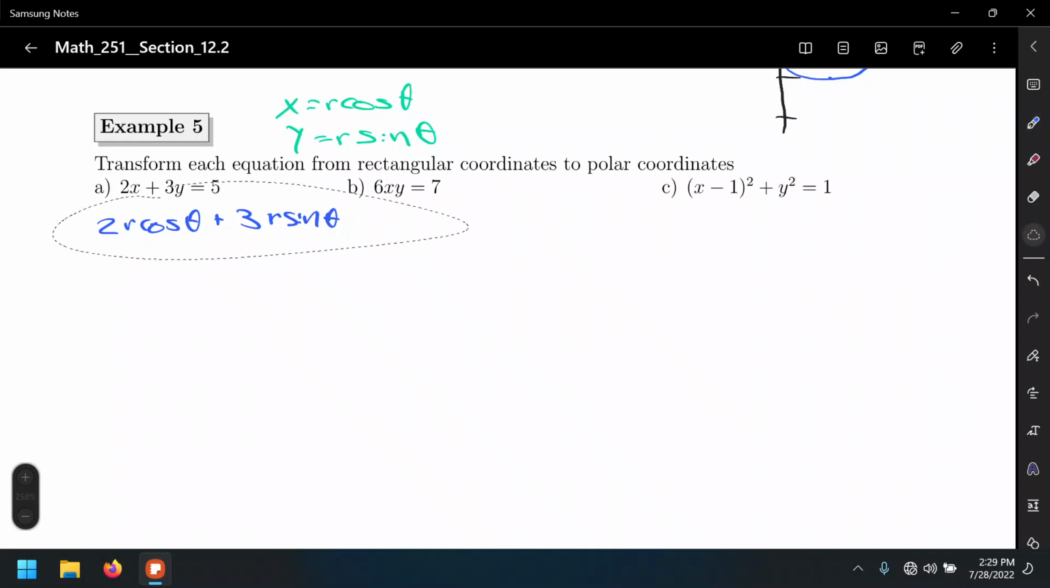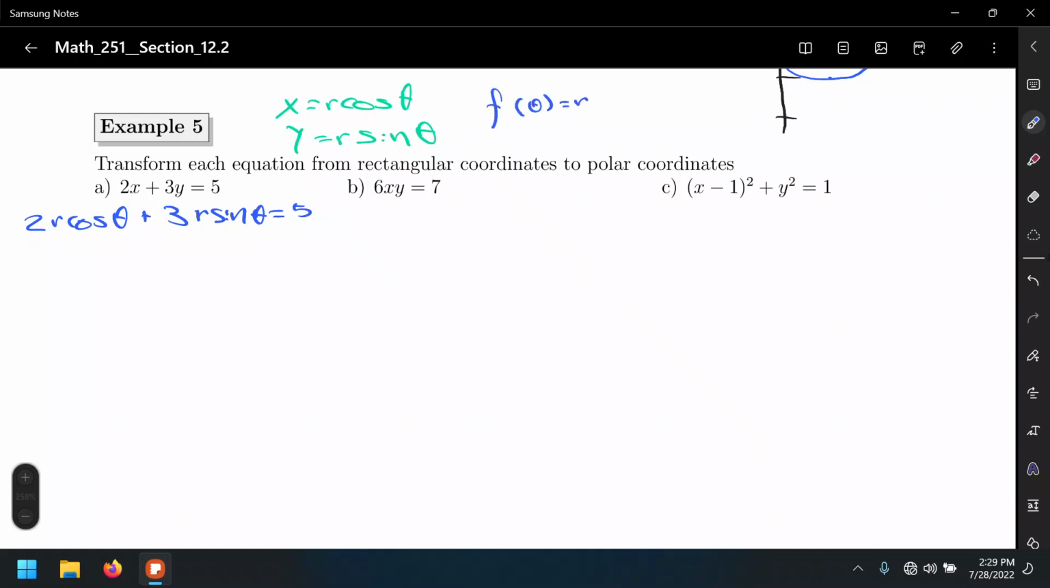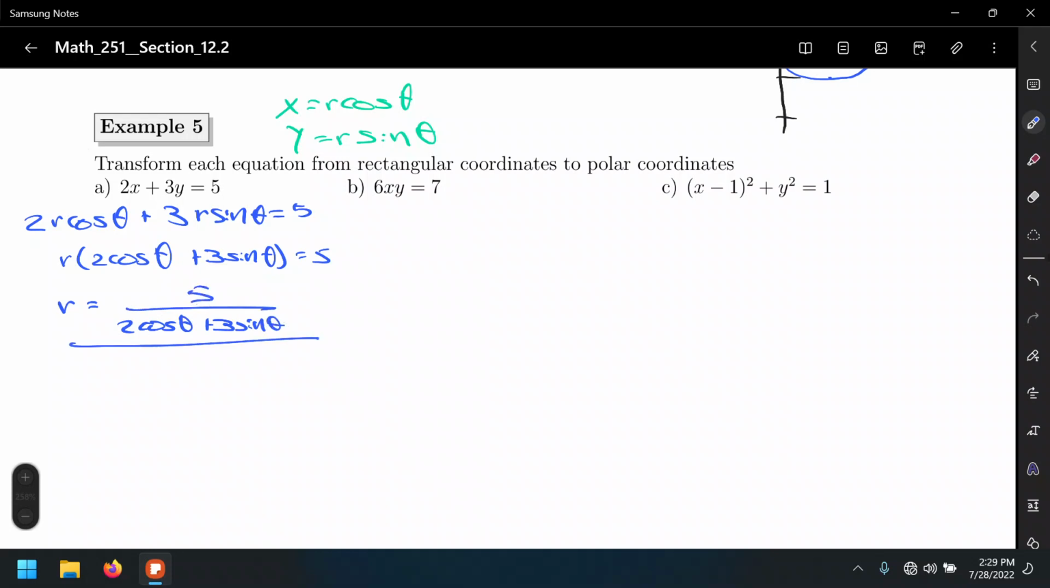It's pretty straightforward. And that equals 5. Now, the next step is to solve for r, because these functions are r equals some function of theta. So let's factor out r: r times (2 cosine theta plus 3 sine theta) equals 5. And r equals 5 over (2 cosine theta plus 3 sine theta). And there's really not much else to do.